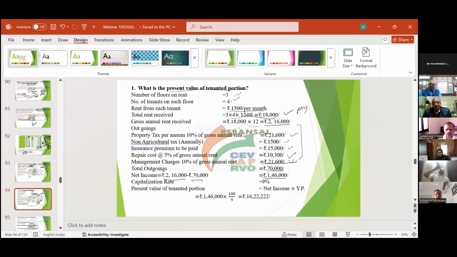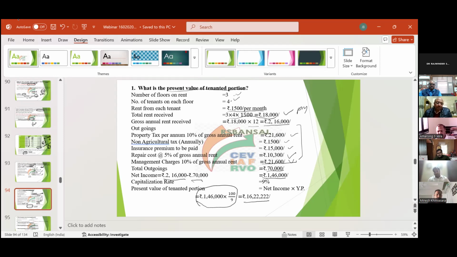So the Rent Act is applicable. It means it will be perpetual. You cannot eject the tenants. The only thing is you can get this much rent every year. So you capitalize it at 9% perpetually. The value for the tenanted portion comes out to be 16,22,222. So this is simple.